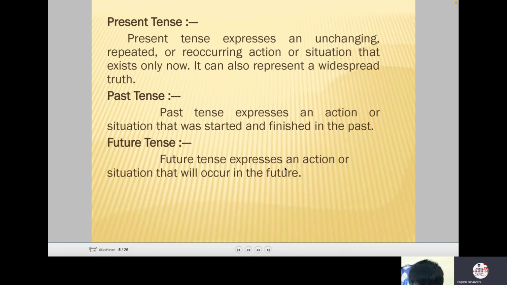Next, we have present tense expresses an unchanging, repeated, or recurring action or situation that exists now. It can also represent a widespread truth. Now, here I'll tell you what does it mean. It means present tense बताता है कोई ऐसी चीज जो कि change नहीं हो रही है, okay? बार बार repeat हो रही है. That is recurring and repeated. Both recurring means again and again होना. Maths में भी recurring होता है word use. So situation that exists only now and also is going to tell you about a widespread truth.